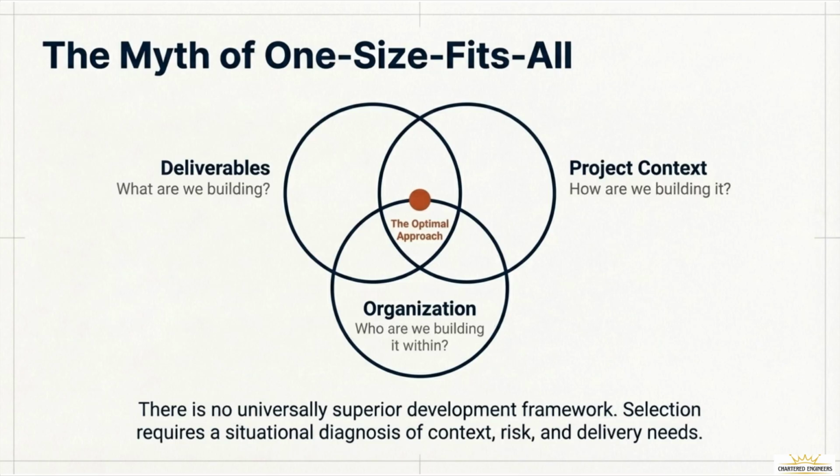This matters because forcing an organization that values rigid hierarchy to use a decentralized, purely adaptive framework often leads to chaos. Conversely, applying a rigid, slow-moving predictive plan to a high-innovation tech project leads to obsolescence before the project even finishes. There is no universally superior framework, only the one that fits your specific context, risk profile, and delivery needs. Next, we'll look at the specific scales we use to measure these deliverables.